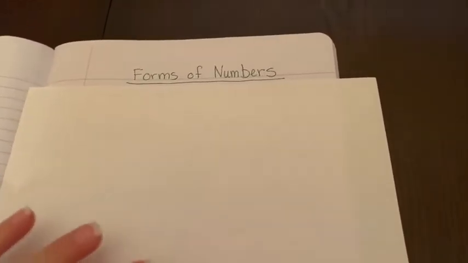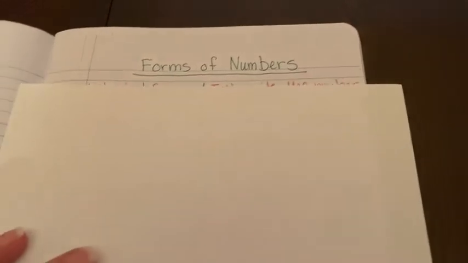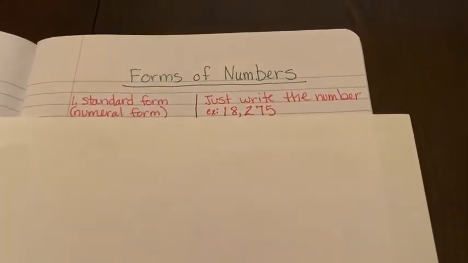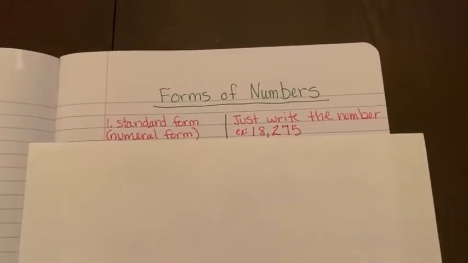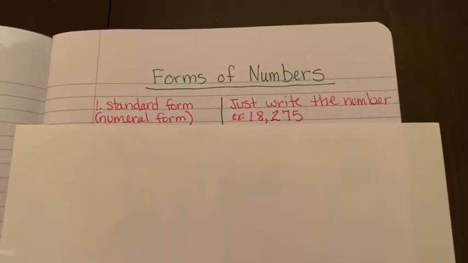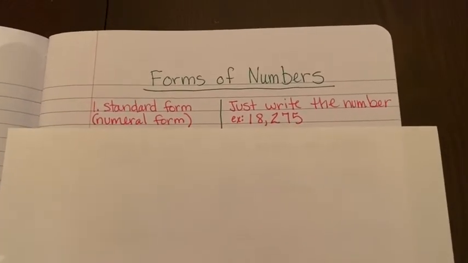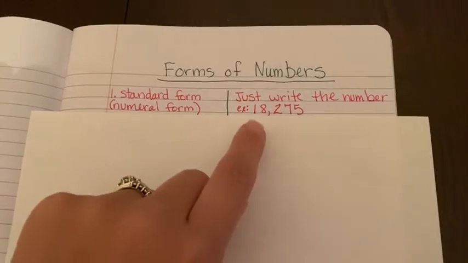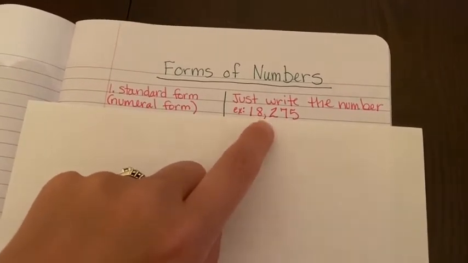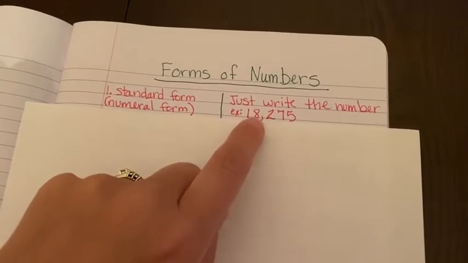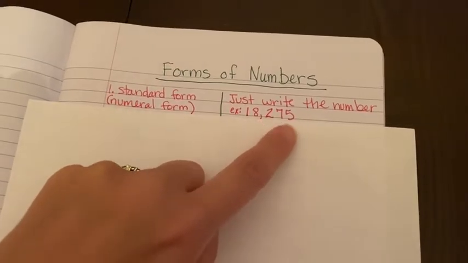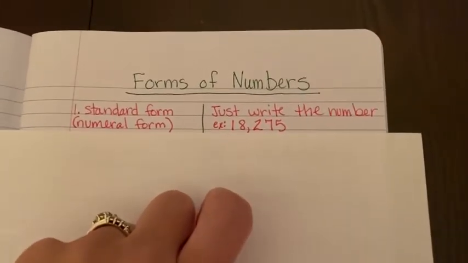All right, so our first form of number is the easiest one, and you've probably seen this or talked about this in second grade, and that is standard form. Standard form is also called numeral form, and that means just writing the number. So you just write it how you normally would. In this number we're writing, remember we say everything before the comma. So 18, the comma says 1,000, so 18,275. That is it written in standard form.